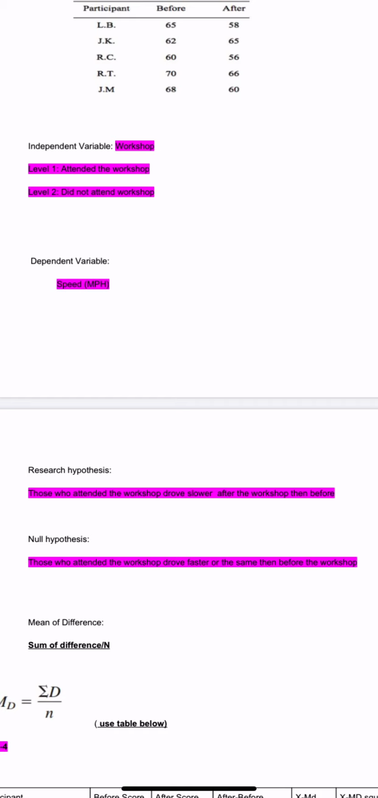Right, we're writing the research hypothesis first here. So in this case, what are we looking to see? We're looking to see if after you're given this workshop, you drive slower. So the null would be those who attended the workshop drove faster or the same as before the workshop.